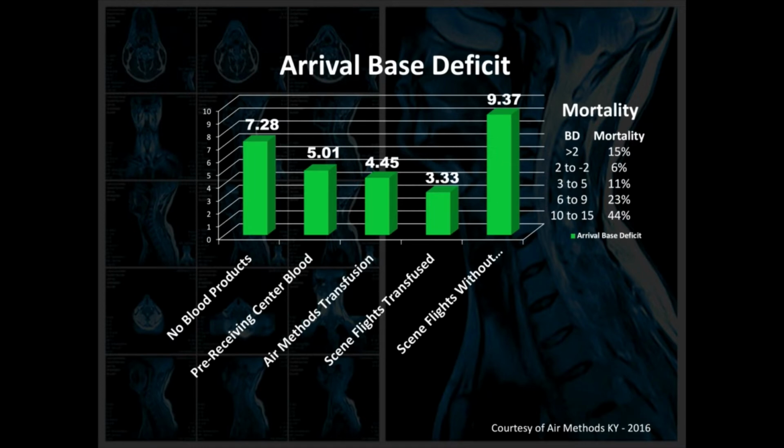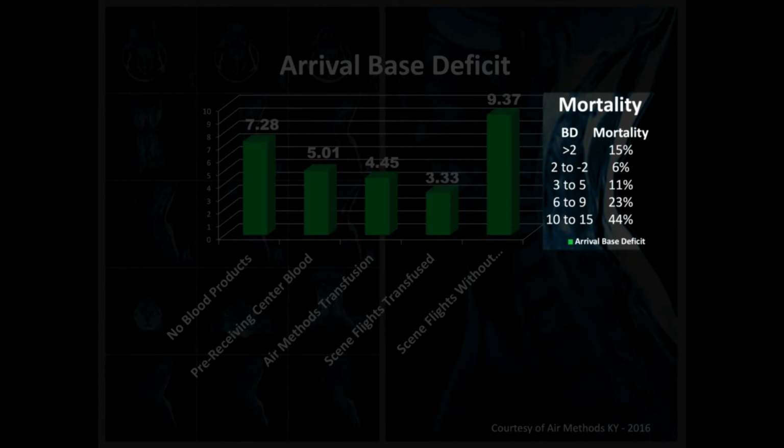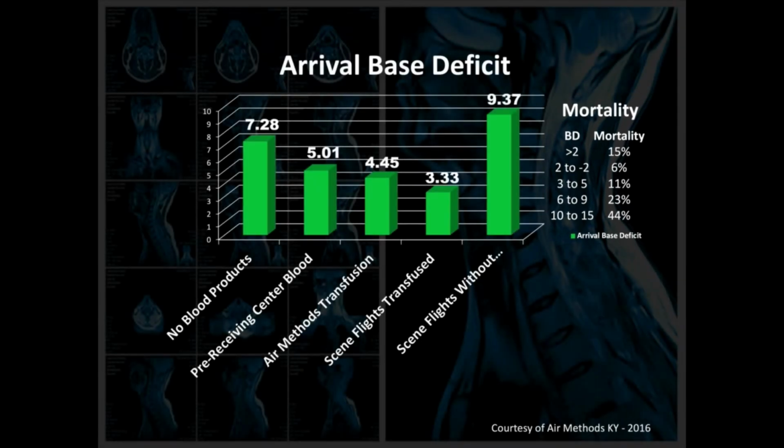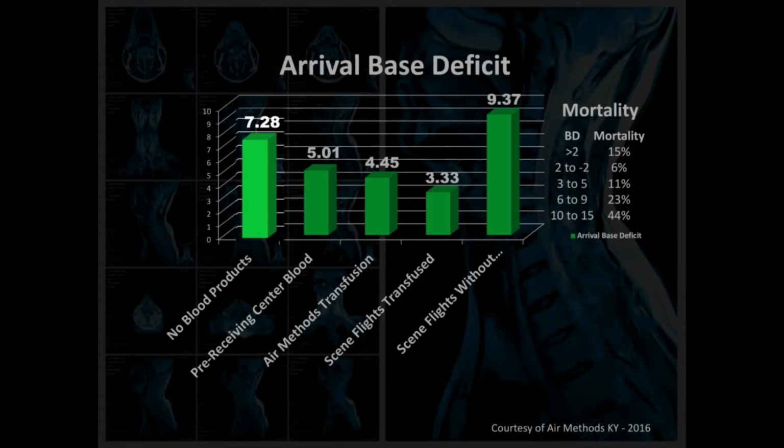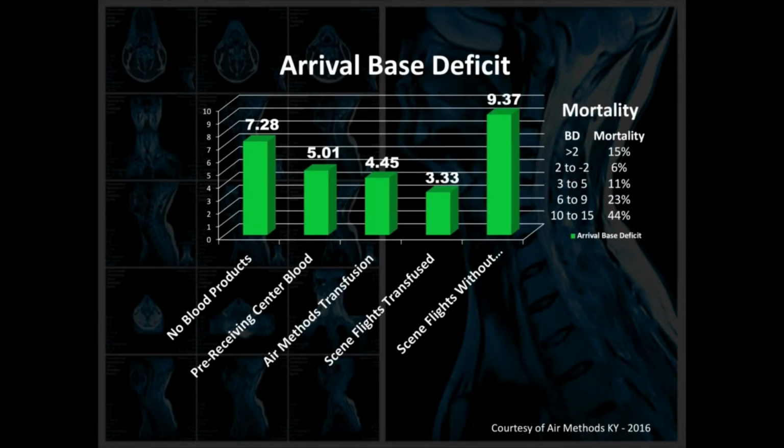So you can see here over on the right, I have highlighted mortality percentages based on pre-arrival or arrival base deficits. Remember, a base deficit is also a base excess. So for example, if you have a base deficit of 7, as you can see in this area here, that's a negative 7 base excess.